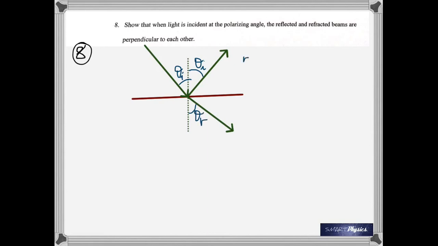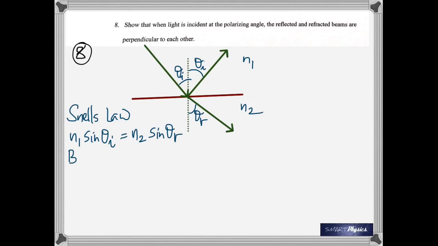Well, this can be proved just by using 2 laws. One is Snell's law and the other is Brewster's law. So the refractive indices are N1 and N2. That's very slow writing, so let me speed that up. Snell's law: N1 sine theta I is equal to N2 sine theta R. Now what is Brewster's law? Tan theta I, or tan theta P, is equal to N2 by N1.